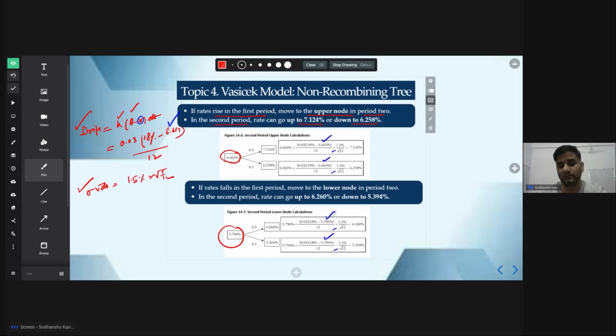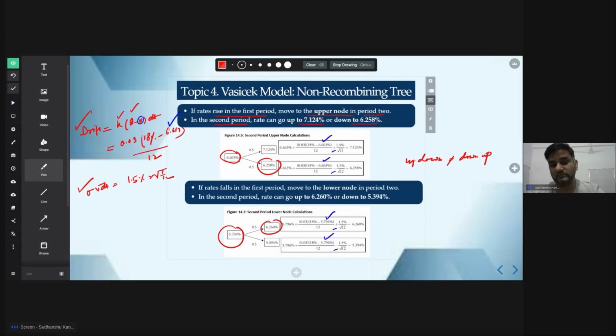Why do we have non-recombining? From the upper branch, you can see I'm getting up down, we're getting 6.258. From the lower branch, I'm getting 6.260. Even though they are very close, still they are not equal, right? 6.258 and 6.260 are very close. The tiny difference means the up down is not equal to your down up. So up down is not equal to your down up, right? This is the main property of non-recombining trees.